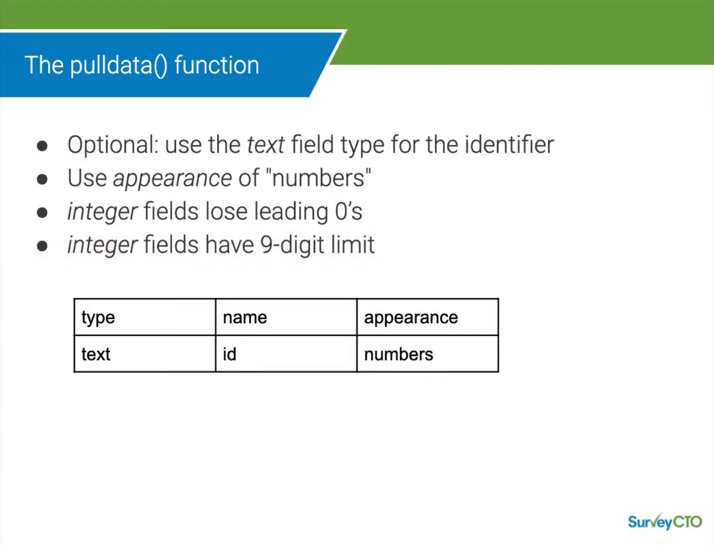That being said, there are still times where the integer field is still the best one to use. Another good option is the barcode field, where you can scan a barcode or QR code that stores a unique identifier.